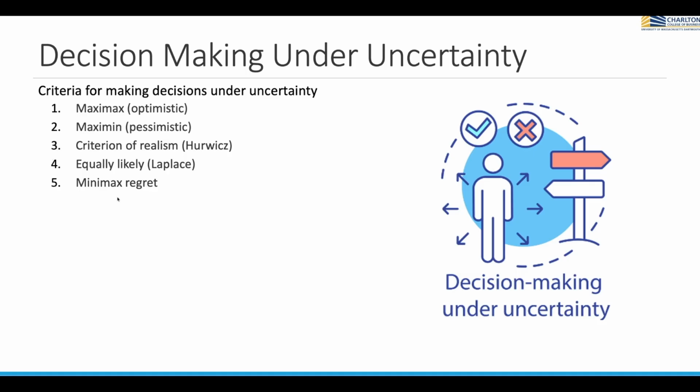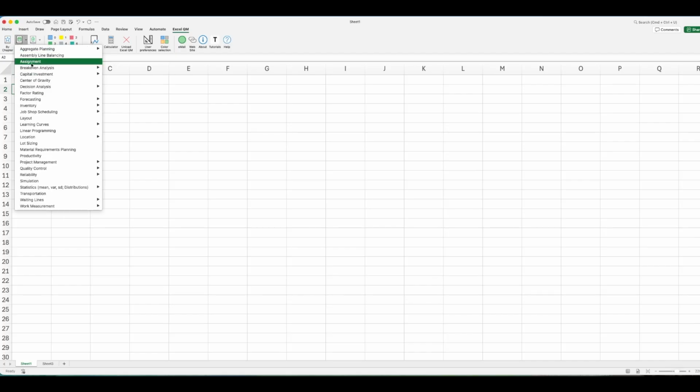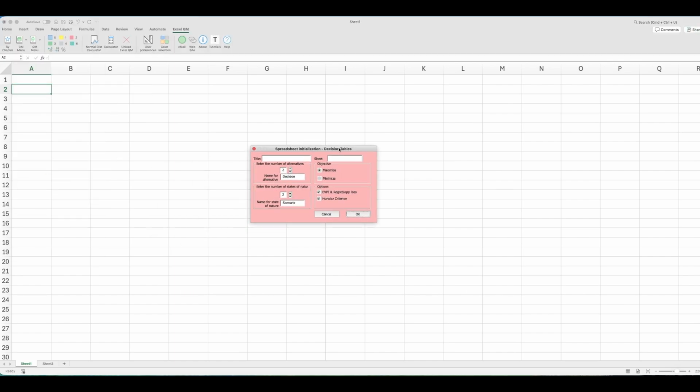Let's see how we can address the lumber company problem using ExcelQM. In ExcelQM, there is an option named decision analysis, and we go with the decision table. Let's name it lumber company example. We had 3 options, 3 decisions: small company, large company, and do nothing, and 2 states of nature, either market is favorable or market is unfavorable. Let's click on the regrets table, Hurwitz criterion, and maximizing criterion.